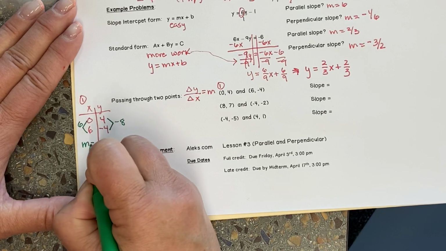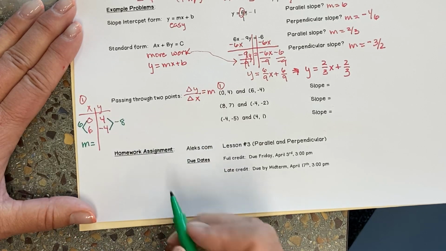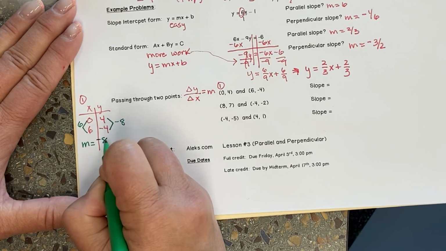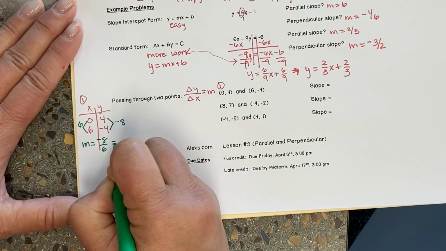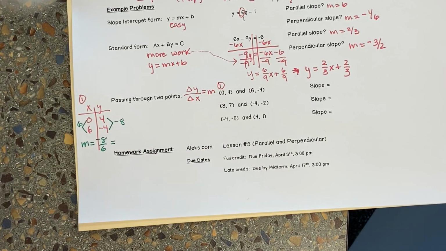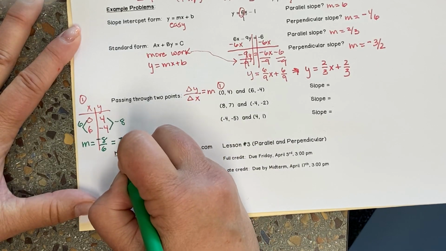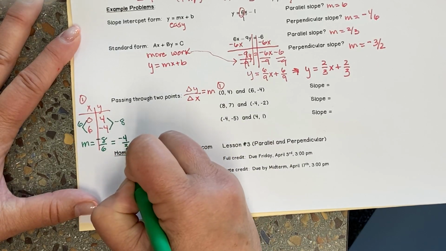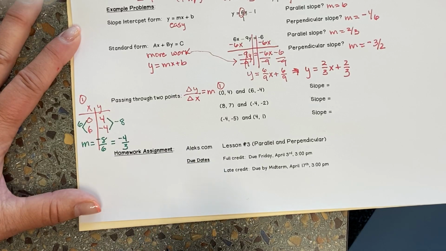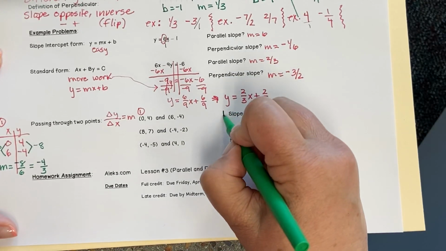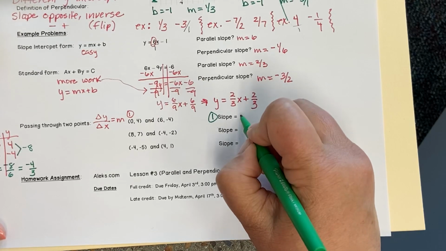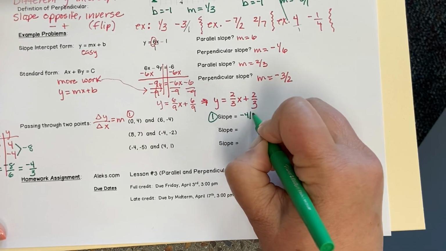So our slope equals, remember the y change has to go on top, negative 8 over 6. Since both of those can be divided by 2, I know it can be reduced to negative 4 over 3. So number 1 right here, the slope was negative 4 over 3.